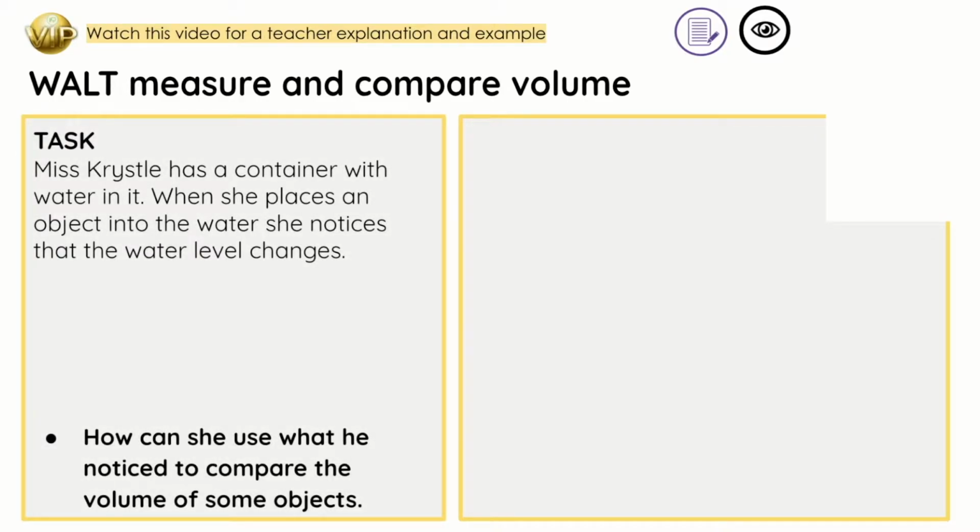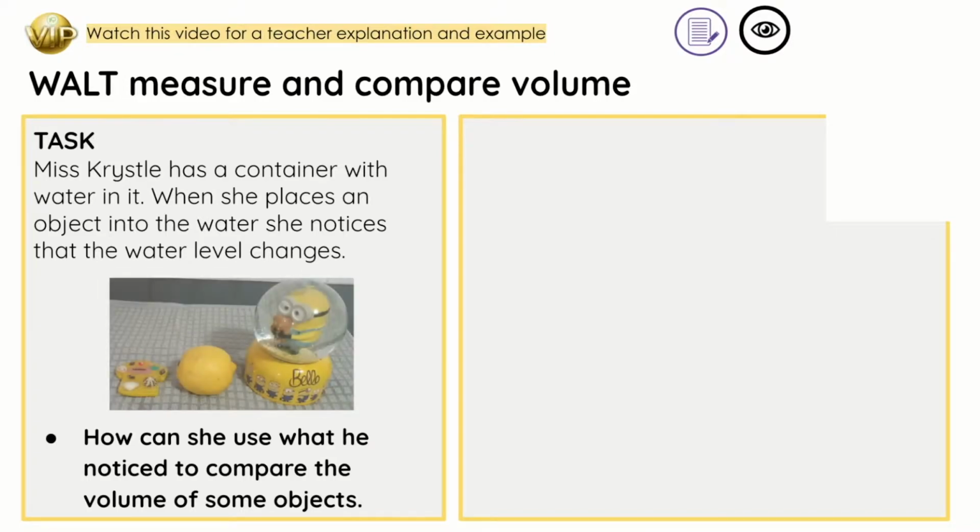Miss Krystle has a container with water in it. When she places an object into the water, she notices that the water level changes. These are some of the objects that she's going to use in her container to measure the volume. I wonder how she can use what she noticed to compare the volume of some objects.